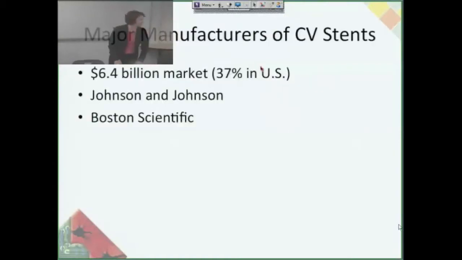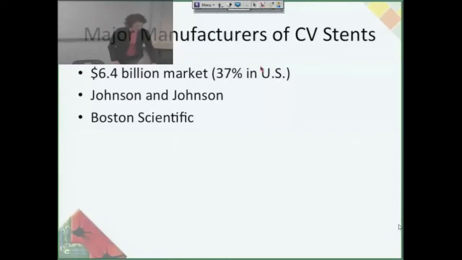If cardiovascular stents is something that you're interested in, this is also a really big market, $6.4 billion globally, 37% of that is in the US. There's many more companies than Johnson & Johnson and Boston Scientific, but I just listed the 2 main ones.